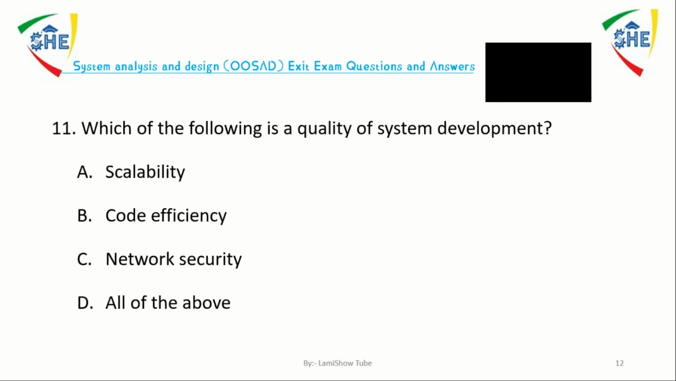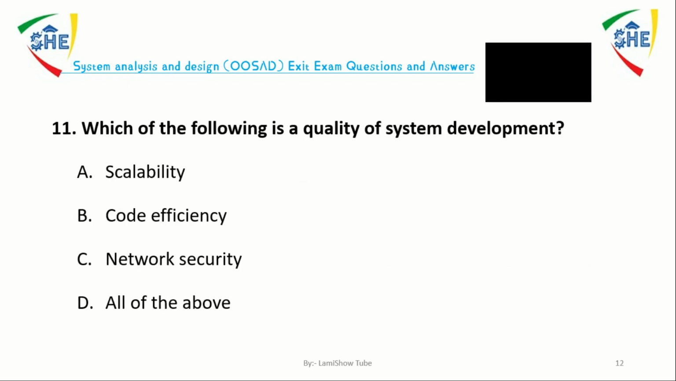Question number 11. Which one of the following is a quality of system development? Scalability, code efficiency, network security, all of the above.